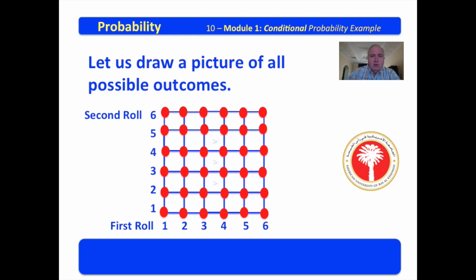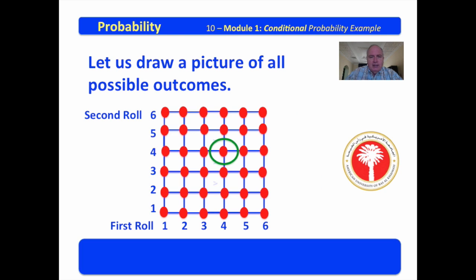Well, let's start with this. And as with all things, it's important to draw a picture. Pictures relate all of the possible outcomes. Here in this grid, we have the first roll of the dice being 1 through 6, the second roll of the dice being 1 through 6, and each one of these dots represents the throw of the two dice.